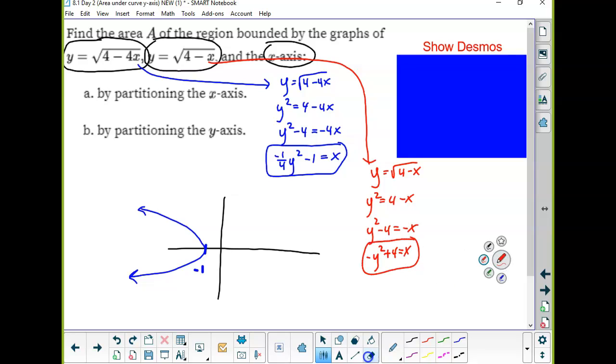So what does this graph look like? Well, -y squared. The negative is going to take the parabola and flip it so it opens the opposite way. And then, because it's y, it's now opening the other direction. And then we're going to move it 4 units to the right. So this graph would look like this, and at some point they're going to cross. And I have to find the area between those curves and the x-axis.